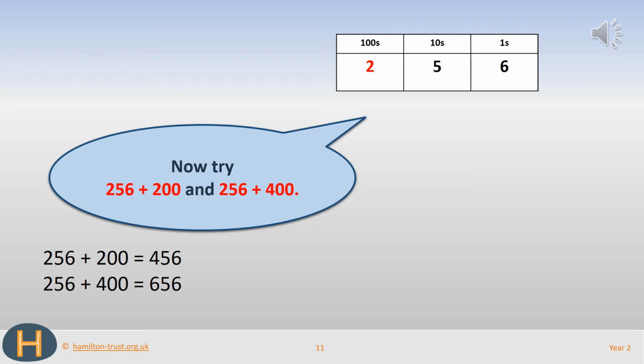Okay, so here are the answers. 256 add 200. You should have been changing the hundreds column. We're adding 200 and 200, which will make 456. And the second question, 256 add 400 makes 656. So looking at the hundreds column there, 200 add 400 made 600. The tens and the ones stayed exactly the same.